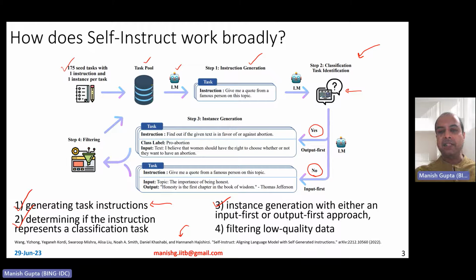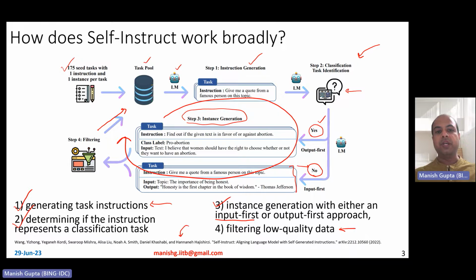Now, if you figure out it's a classification based task, you generate the instance using what is called the input first method. And if it is not a classification instruction, you generate the input and output instance using an output first approach. We'll talk about what the input first and output first approaches are in the next few slides. Lastly, you filter out low quality data, whether it is low quality instructions or low quality instances, and add the remaining ones to the overall task pool. This is how you keep iterating. So you keep iterating over these four steps several times until you get a rich task pool.